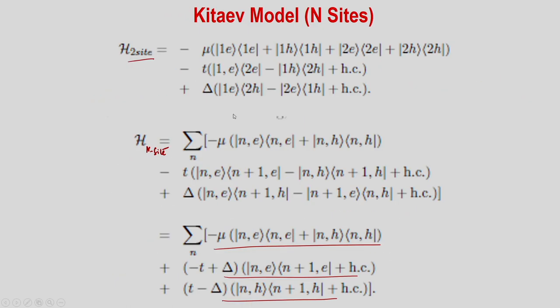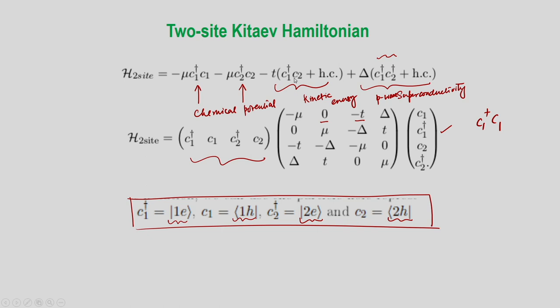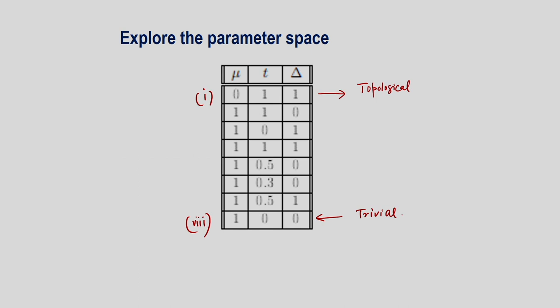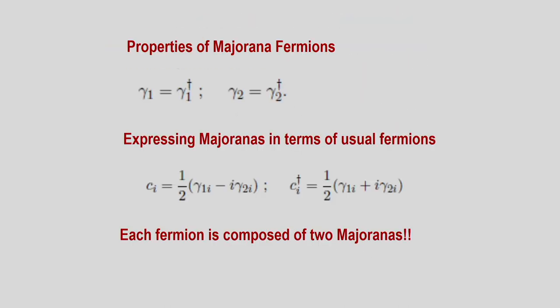So here you see that you have taken the C's to be fermionic operators, the electrons, and these are used in order to write down the Hamiltonian. We know that they have anti-commutation relations, they obey the Pauli exclusion principle, and so on. And here we are finding a very different kind of particles, which actually are their own conjugates. I'm repeating this statement, but this is something very strange.